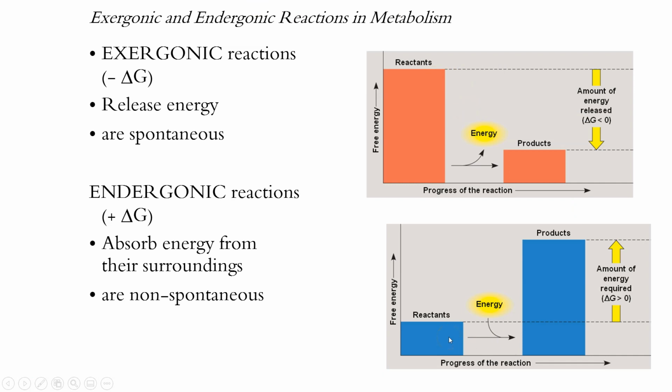Endergonic reactions have a positive delta G. They take in energy. They absorb energy from the surroundings. They're non-spontaneous. Exergonic and endergonic reactions are going to be paired up.